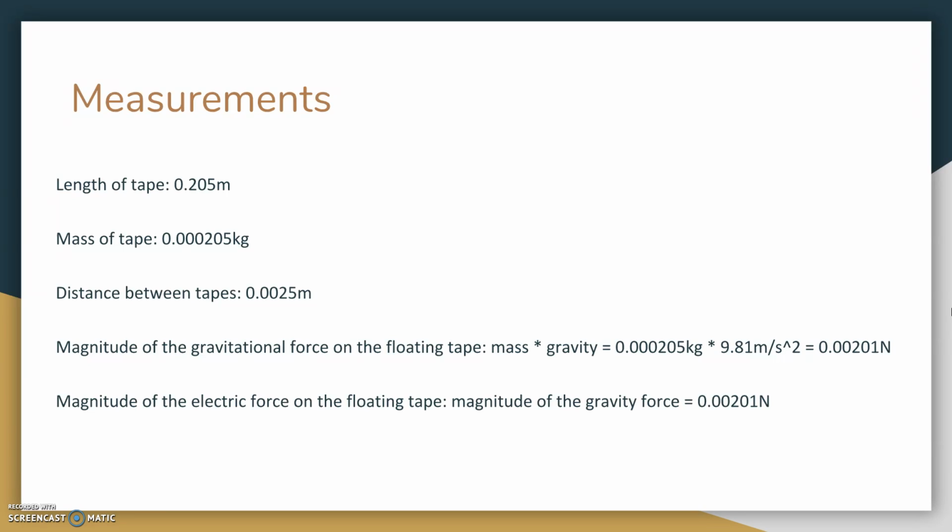So for the measurements, I measured the length of the tape and the mass of the tape, and then the distance between the tapes, that is the two U-tapes. When I was putting them against each other, I measured a distance of 0.0025 meters. And then I found the magnitude of the gravitational force on the floating tape by doing the mass of the tape times gravity, and then the magnitude of the electric force on the floating tape is the same due to Newton's third law. So we knew the magnitude of the gravity force, we knew the magnitude of the electric force.